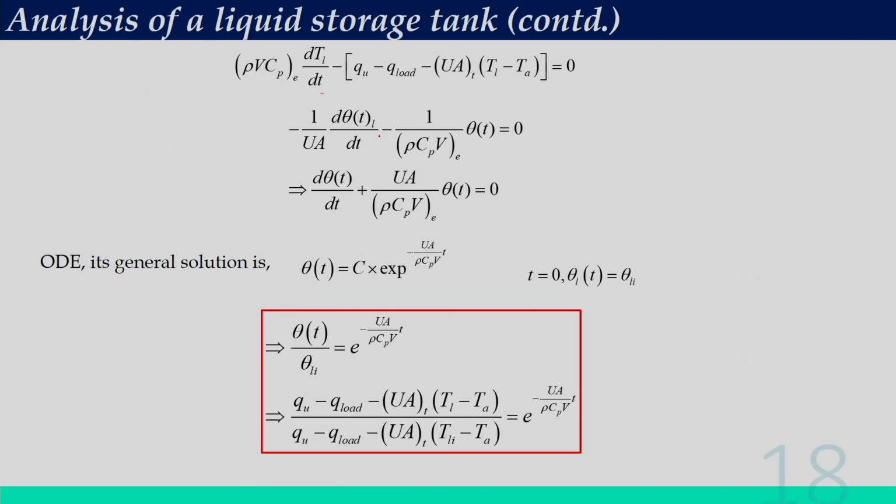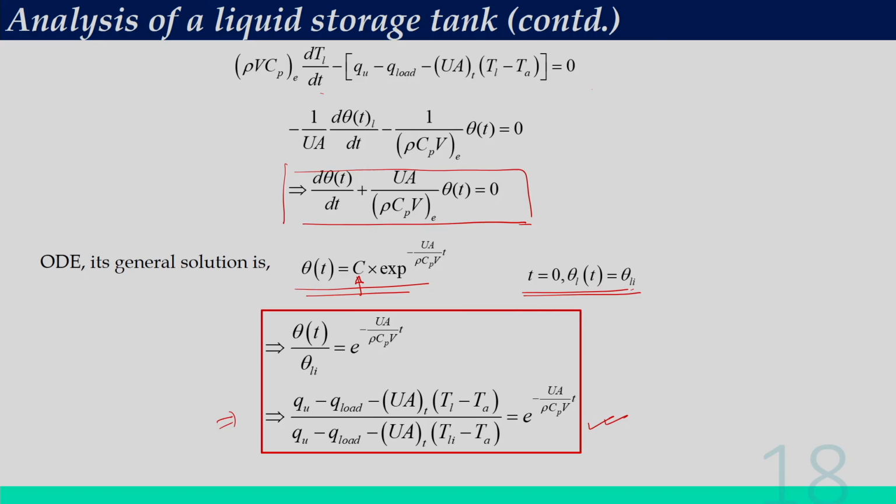So on substitution we will get this expression, and then finally we will have this expression, and this is nothing but an ordinary differential equation, okay, and we will get the solution of something like this, and this constant value can be calculated by using the initial conditions, okay. So at t equal to 0, the exponential of 0 will be 1, so C will be theta Li, okay. So if we substitute here, then we will have this kind of solution of the ODE, right.